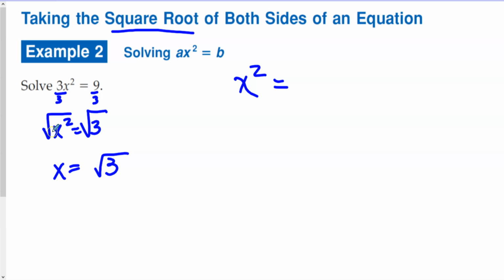Now recall that when you take the square root of both sides of an equation like this, when you're finding what x squared could be equal to, this answer has a possibility of being positive square root of 3 or negative square root of 3. So you end up with two solutions.